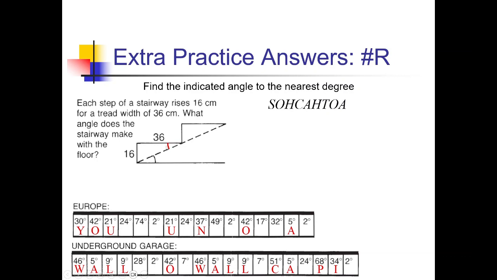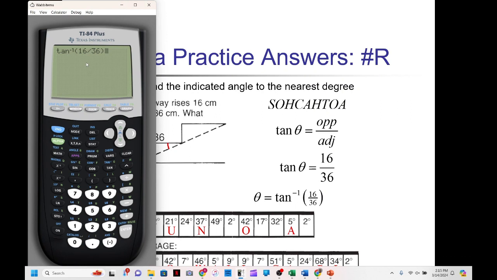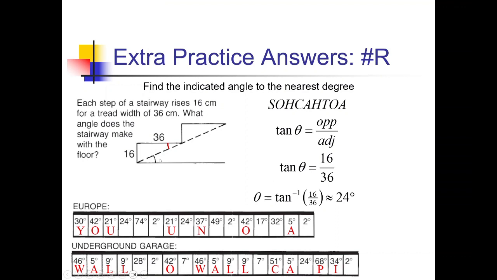So for this angle inside, we have the opposite side and the adjacent, so that's TOA, tangent. So we have tan of theta equaling opposite side 16 over adjacent 36. So then tan inverse of 16 over 36 will give me the angle I need. And once I plug that in, I get a value of 24 degrees. So that's my angle of elevation of the staircase. So for R, we're putting that in the 24 right here, and another 24 here. And is that it for 24s? It looks like, oh, no, one right there. Okay, now we got it.